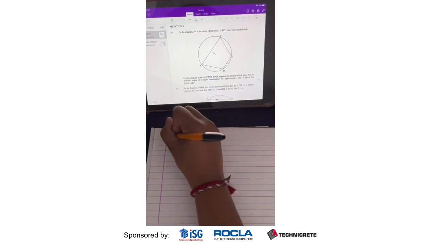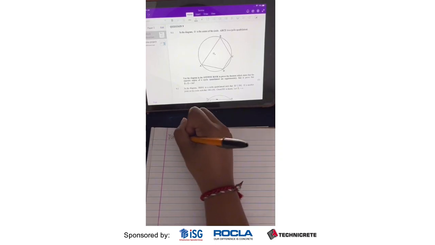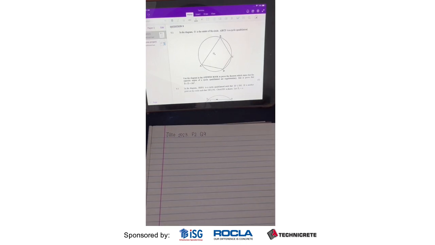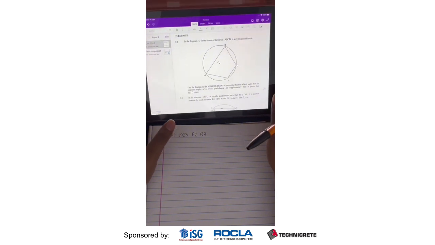Good day. Today we will be looking at June 2023, paper 2, question 9. It says in the diagram below, O is the center of the circle, ABCD is a cyclic quad. Use the diagram in the answer book to prove the theorem which states that opposite angles of a cyclic quad are supplementary. That is to prove that B plus D is equal to 180 degrees.